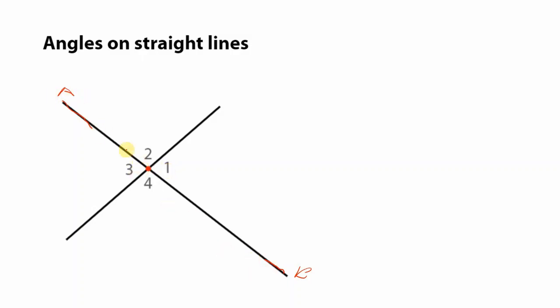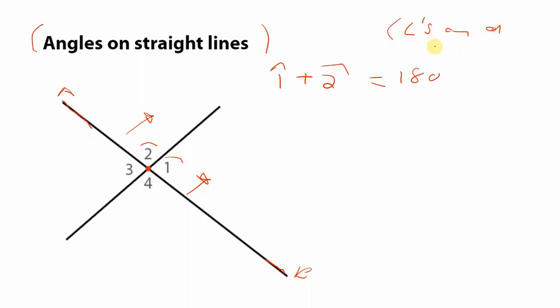So for straight line AB, for example, angle 2 and angle 1, they are both to the right of that straight line. So those two angles together, angle 1 plus angle 2, will equal 180 degrees. The reason, in brackets, is angles on a straight line. You can even use the abbreviation angles on a STR line for straight line. Perfectly acceptable.